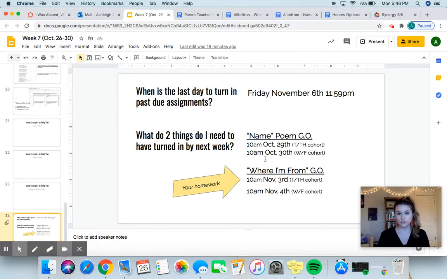So to finish, you need to make sure that your Where I'm From graphic organizer, the one I just showed you, is completed and submitted to me on one of these dates based off of your cohort, because we have to have them ready to go for next week. So that is week 7. If you have any questions, let me know.